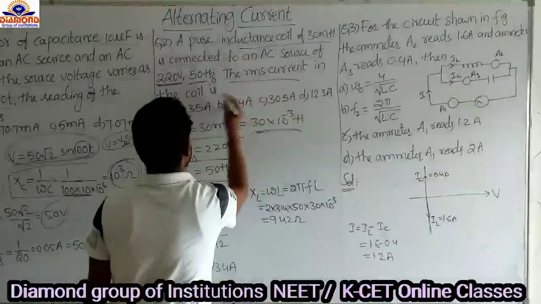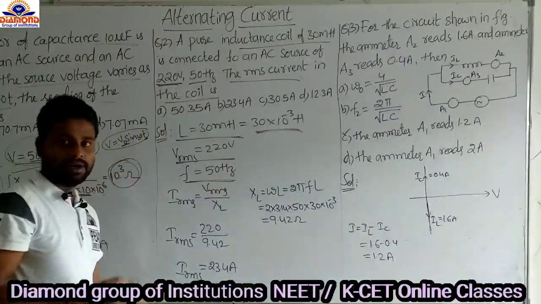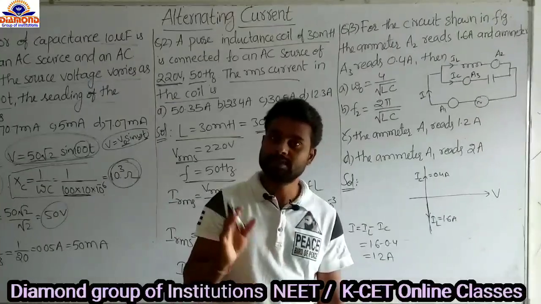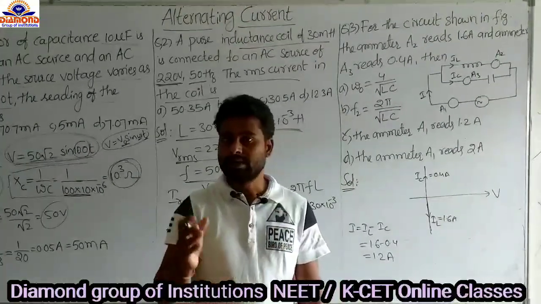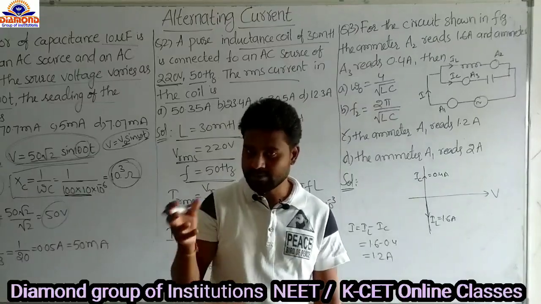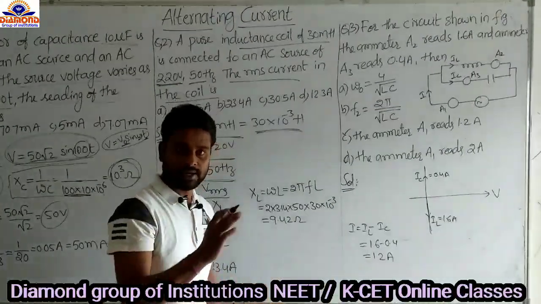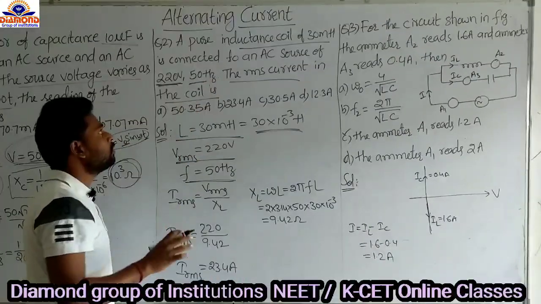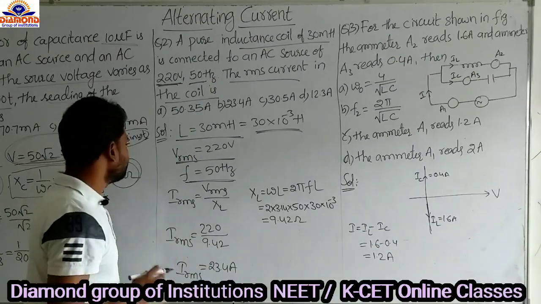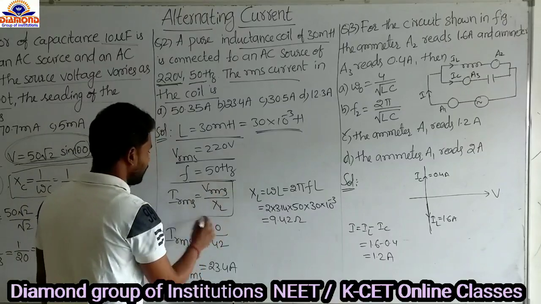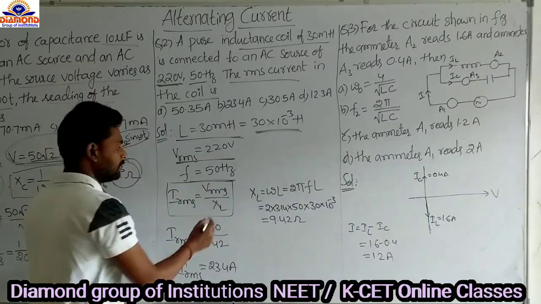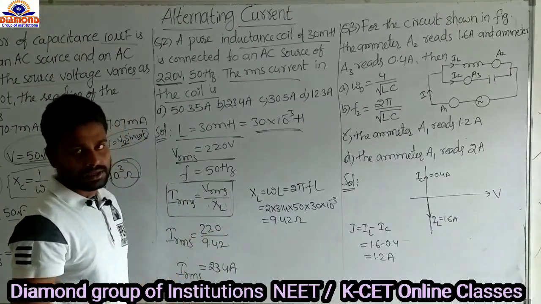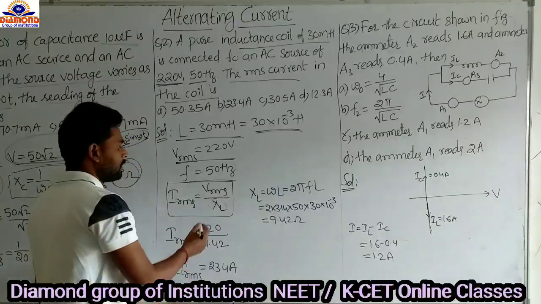The RMS current in the coil, RMS current we have to find. IRMS equal to the VRMS by resistance, that is resistance offered by the resistor, capacitor, or inductor, whatever it is. IRMS equal to VRMS by resistance. So here the circuit has only an inductor, a pure inductor. So IRMS equal to VRMS by the resistance offered by the inductor, that is the inductive reactance, the reactance of the inductor.